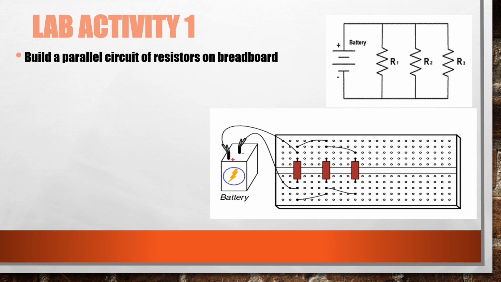You can build this circuit like this. First, you have to connect three resistors on the middle portion of the breadboard. Then you are going to connect all these three resistors to each other using jumpers. Jumpers are small wires that are used to connect two electrical components on a breadboard.